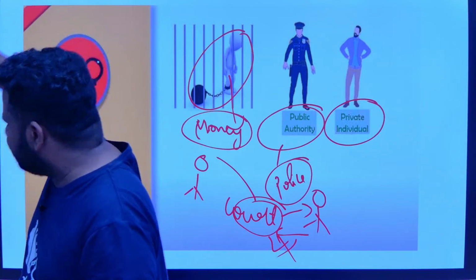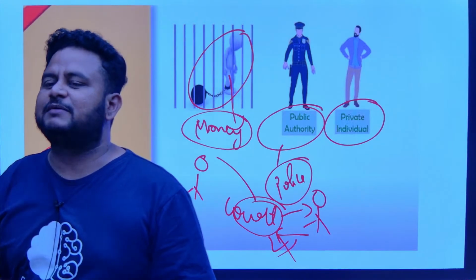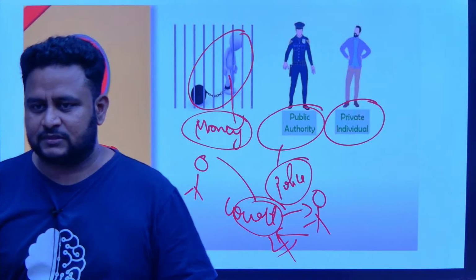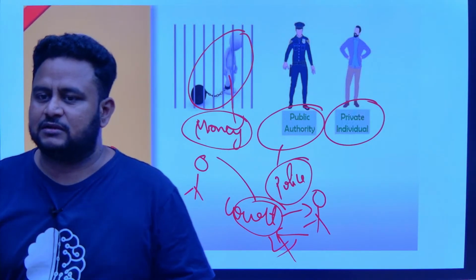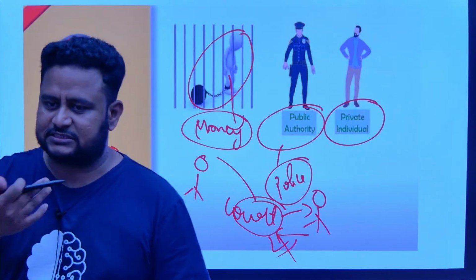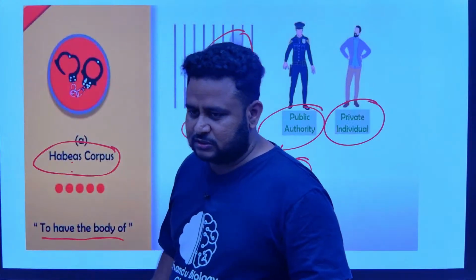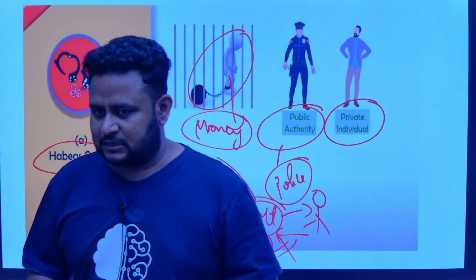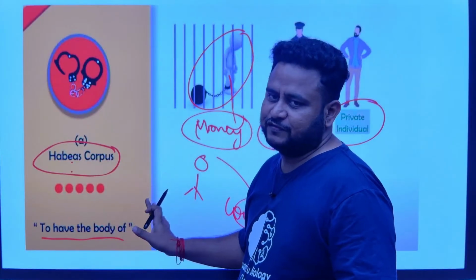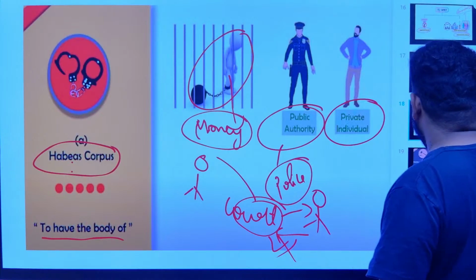This is applicable in all cases. With some cases there are exceptions. Suppose arresting a terrorist, at that time you may need so much enquiry that you may not be able to produce. So some exceptions are also there. So this is about habeas corpus. Understood? To have the body of the person. Clear? The word habeas corpus means to have the body of. Now the next thing is mandamus.